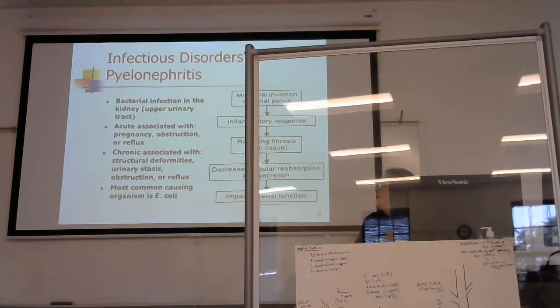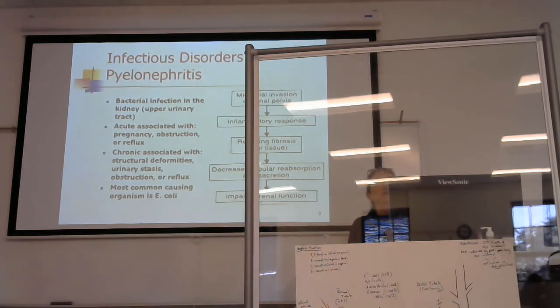Chronic pyelonephritis: every time you have a bout with pyelonephritis, it causes a little scarring and a little damage to your kidneys. So chronic can end up really causing some severe damage. So we want to fix whatever's happening as soon as possible.